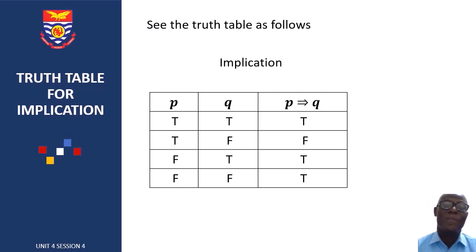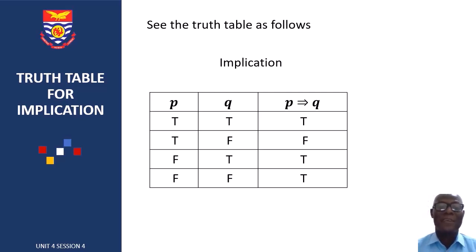Next, if Asare is a Ghanaian, then Asare is not an African. This implication is false because since Asare is a Ghanaian and Ghana is in Africa, then Asare is an African. Here, the first statement is true, but the second statement is false. Hence, the implication is false.